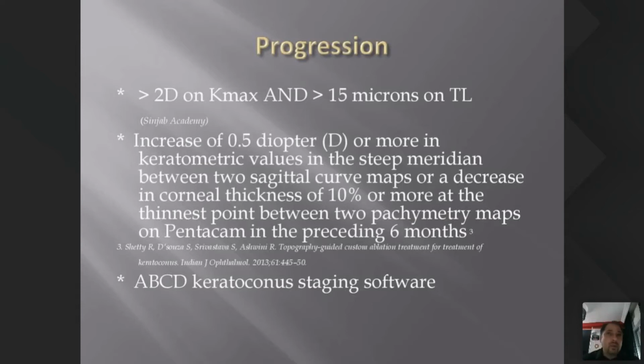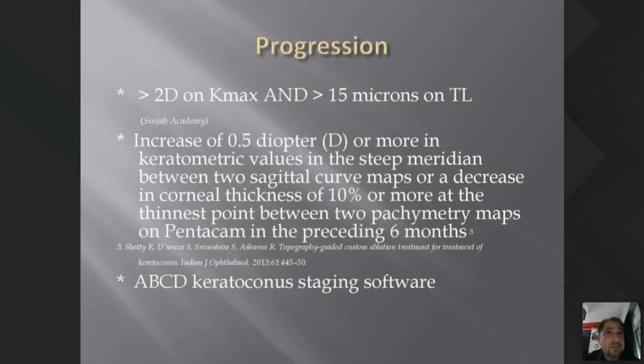And to make life easy, technologies always come to help surgeons, physicians and ophthalmologists to take decisions. Now we have software that you can purchase and upload to your machine, which is called the ABCD keratoconus staging software, and that also can give you an answer if your patient is progressing or not. It helps you. It doesn't give you the whole answer, because your impression as a clinician, as a doctor, will count the most. But at the same time, it will give you a very good idea. So those are the definitions of progression.